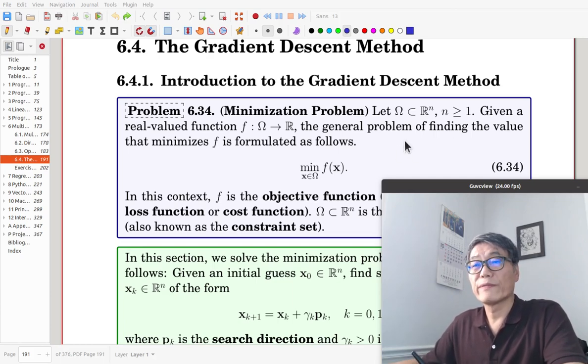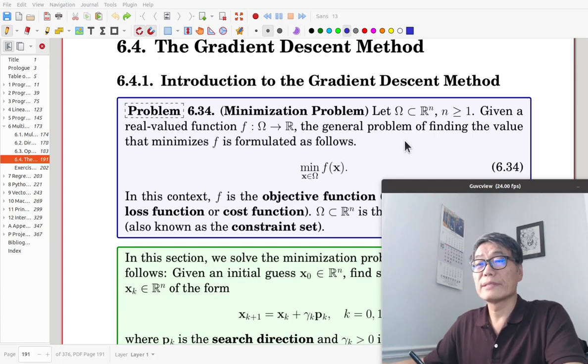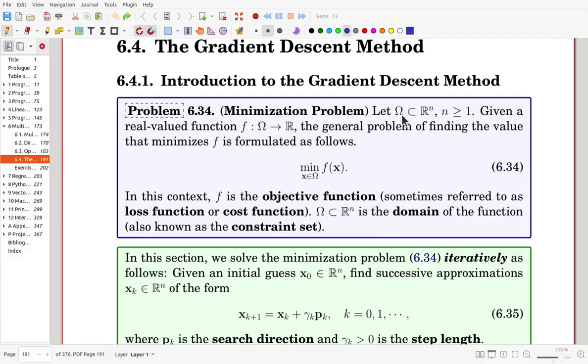Section 6.4, the gradient descent method. Here is the problem we want to solve in this section. Omega is a subset of R^n. For a given real valued function f, the general minimization problem is formulated in this way. Try to find the minimum of f when x is in the set omega.